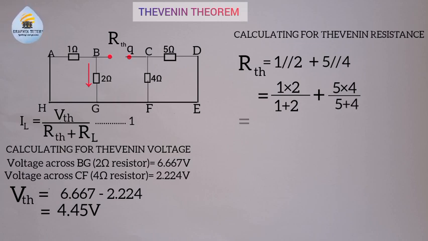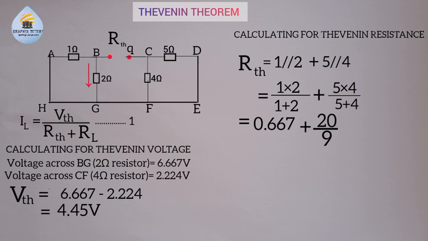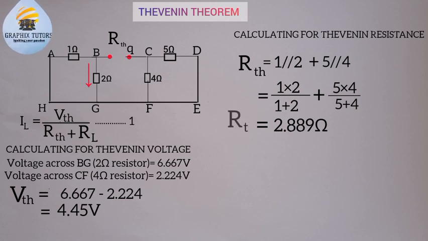Now when you do that, this will give us 1 times 2 is 2 divided by 1 plus 2 is 3, plus 5 times 4 is 20 divided by 5 plus 4 is 9. So if you divide 2 over 3, you'll have 0.67, plus if you divide 20 over 9, you have 2.22. Now when you do the summation, this will give us 2.889 ohm. So the Thevenin resistance in this circuit here is 2.889 ohms. Now we've gotten the RTH, we've gotten the VTH. Now we'll apply it in our formula above.